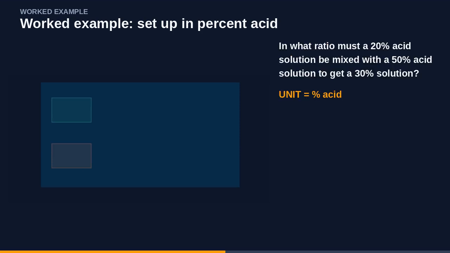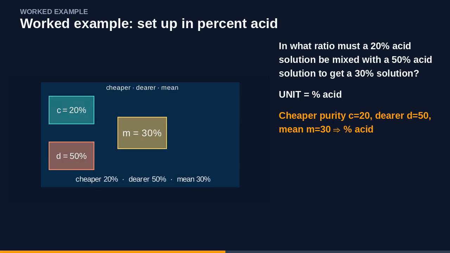Mix 20% and 50% acid to a 30% solution, find weaker to stronger after locking the unit. Cheaper purity C equals 20, dearer D equals 50, mean M equals 30. This gives percent acid.